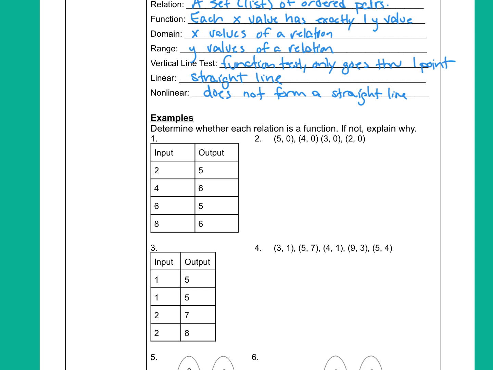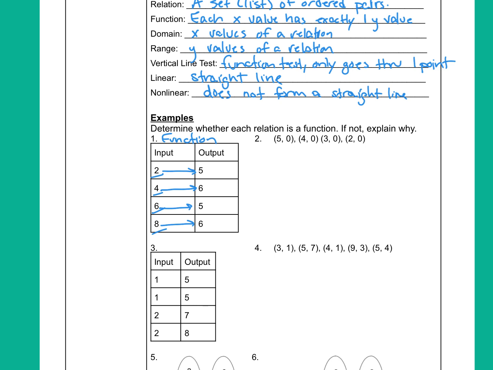So the first thing you want to do is look at the x values. X is 2, 4, 6, 8. So in this case, all of them are different. If all of the x values are different, we have to assume that based on the information we are given, it is a function. 2 only matches up with 5. 4 only matches up with 6. 6 goes to 5. 8 goes to 6.